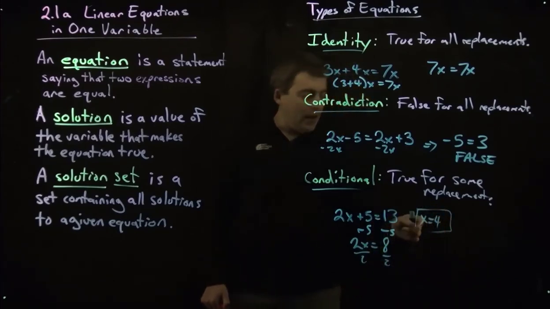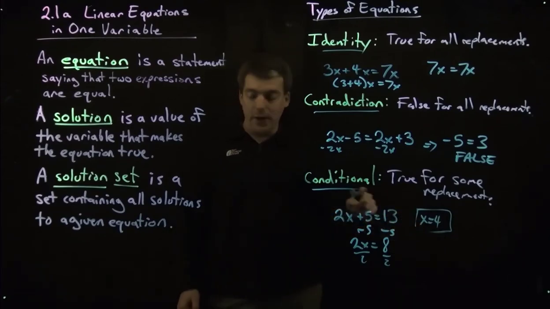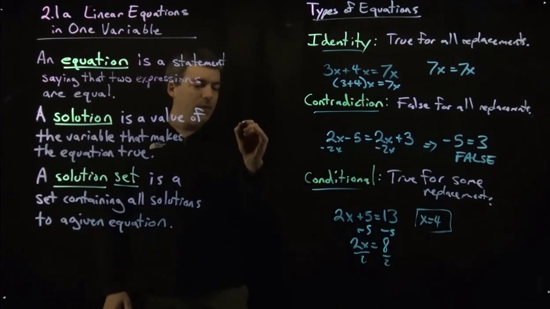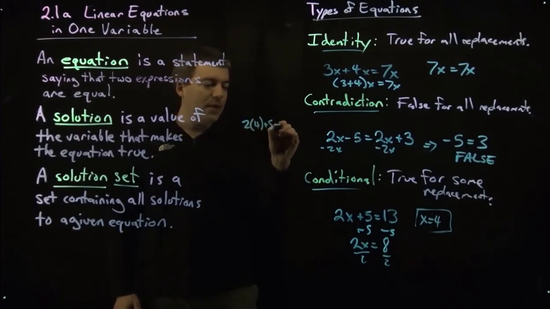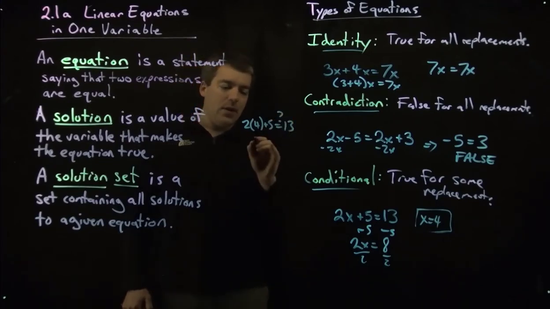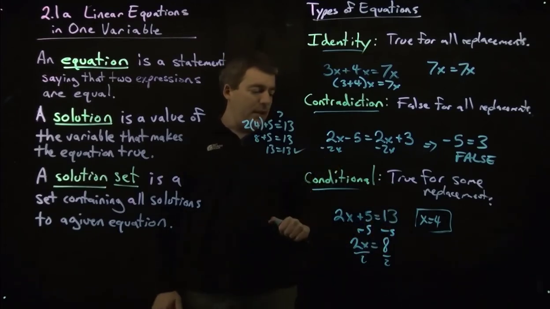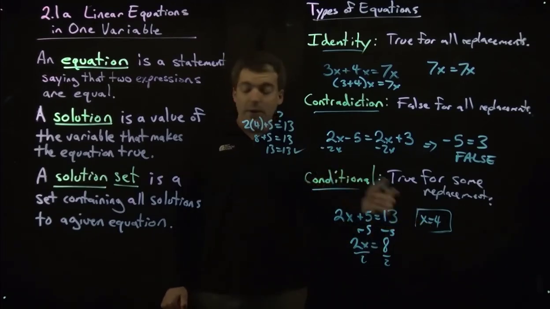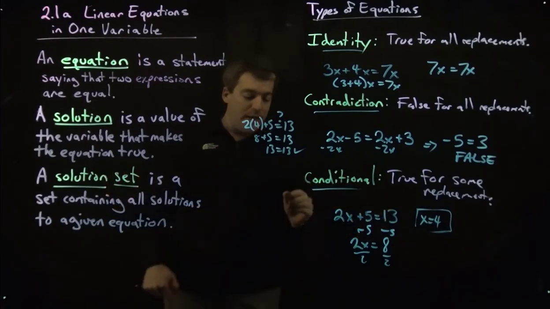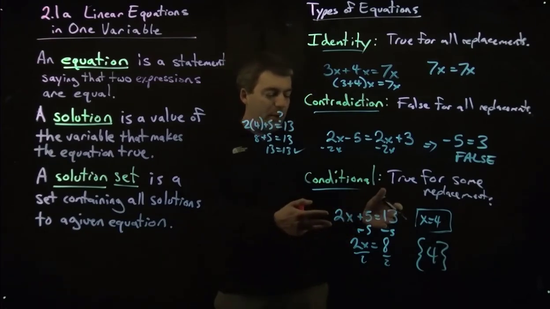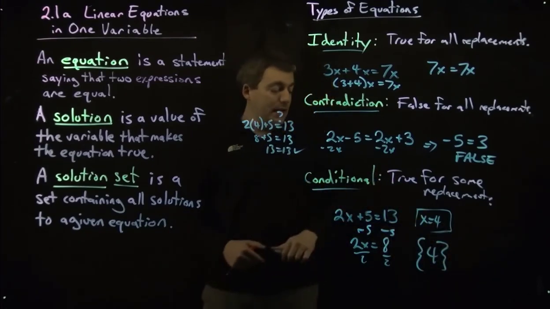This value here is a solution to this equation, because if we were to plug in 4, so let's do this right now, 2 times 4 plus 5 equals 13. Well, 8 plus 5 is indeed 13. So that replacement for the variable led us to a true expression. That means this is a solution. It's also the solution set, or we could write down the solution set. It would be the set containing 4. If this equation had any others, we would include those, but there are not any for this.